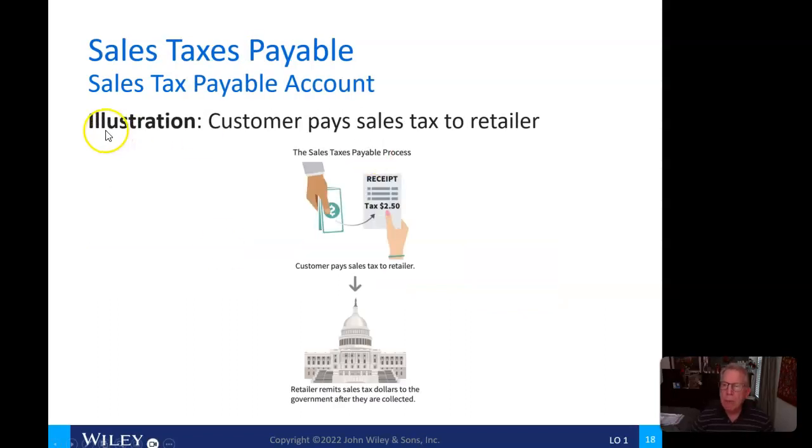Okay, now, sales tax payable. Here's an illustration. The customer pays sales tax to the retailer. That's not the retailer's money. That's the government's money. We just collect it. We are a conduit to the government. So we do not show that as revenue. So sales tax payable. The customer then is going to pay that tax to the retailer. The retailer will remit it to the government after they have been collected.